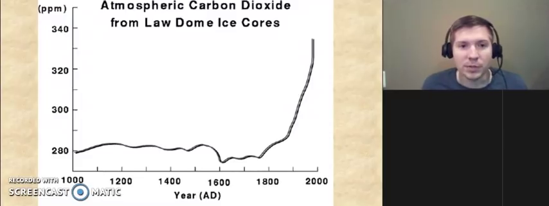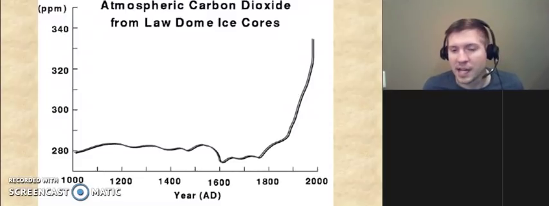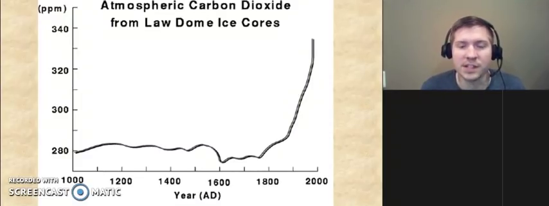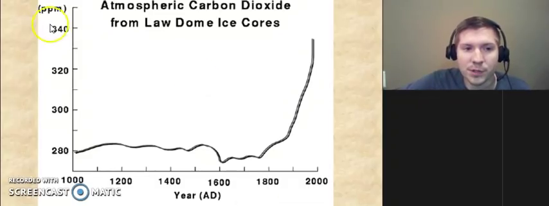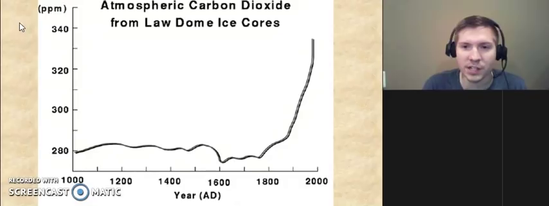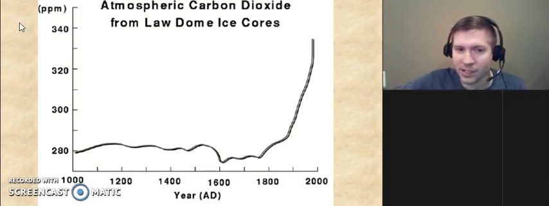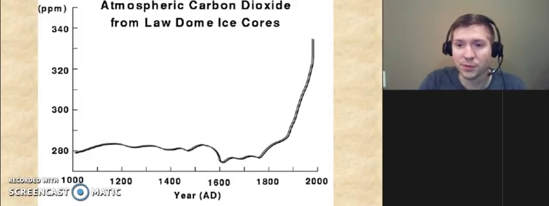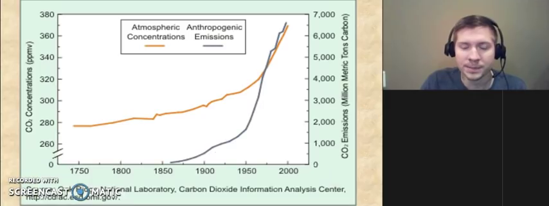I'll show you a few quick graphs here. This one graphs time on the x-axis, and then it's got carbon dioxide in ppm, which is parts per million. So you can see since 1800, basically when the Industrial Revolution began kicking into high gear, the amount of CO2 in the atmosphere has dramatically increased since we began burning fossil fuels on a large scale.